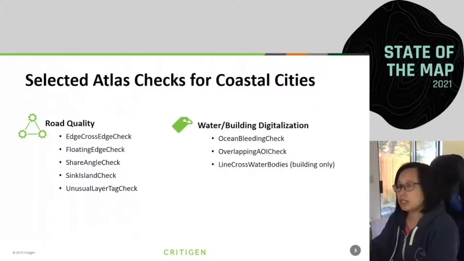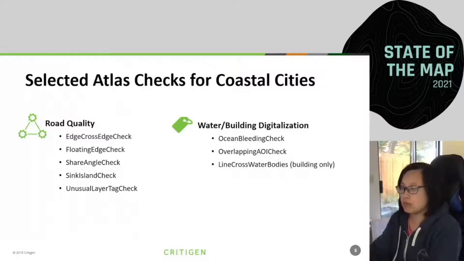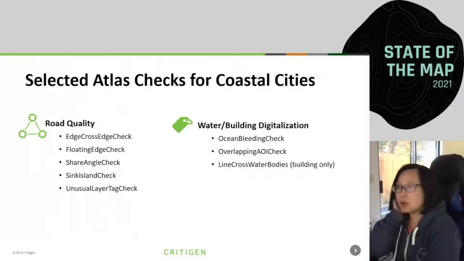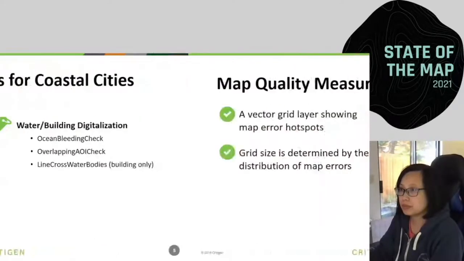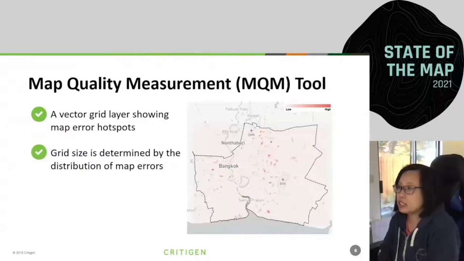In order to inspect the OSM data quality for those coastal cities, our team handpicked 5 road quality checks to inspect the road network quality, as well as the water building digitizations. We inspect the AOIs, the area of interest, for a lot of ocean bleeding, if there is ocean being digitized across or submerged the roads, and if there is any building and water overlap that was poorly digitized. From there, we're collecting those results.